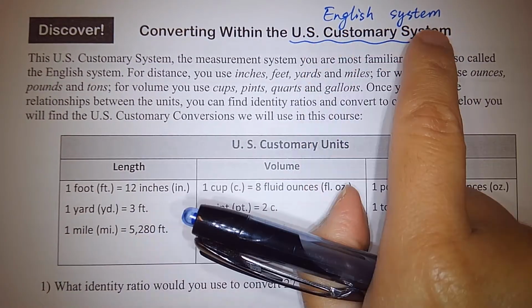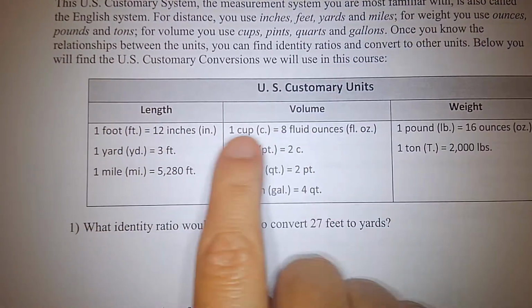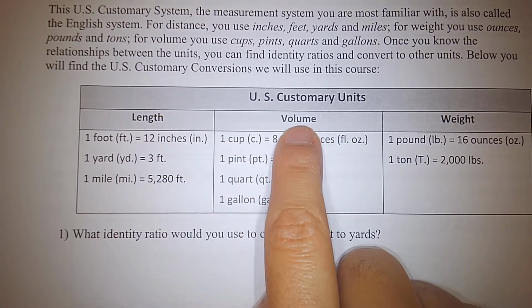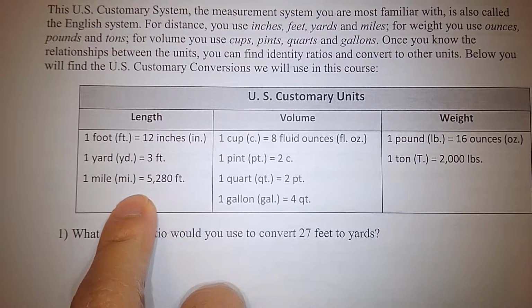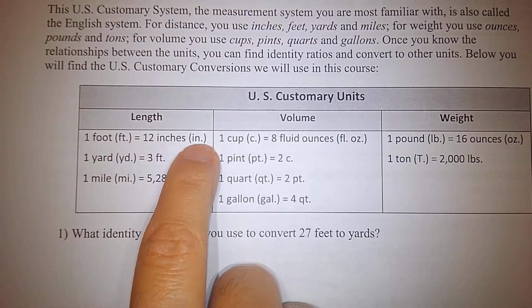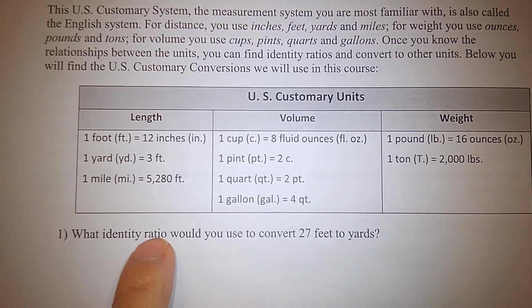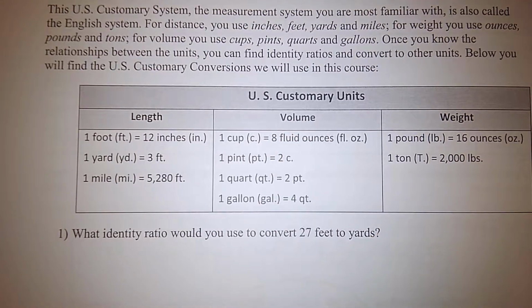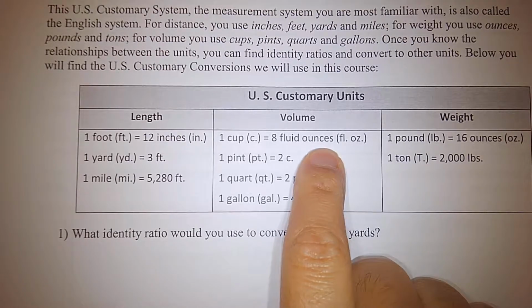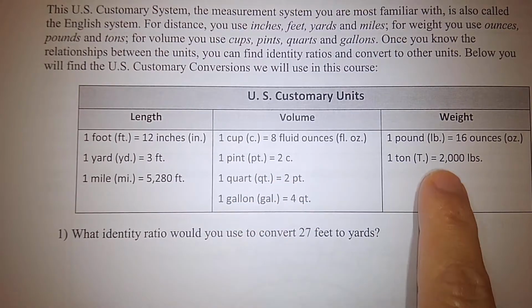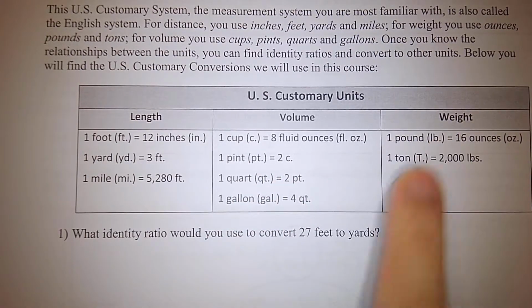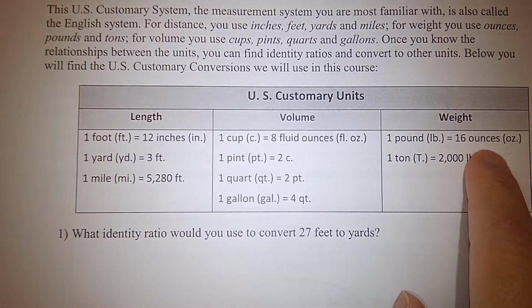In the English system, or U.S. customary system, when we measure length, volume, and weight, we're using these units. What are the units? Foot, inch, yard, mile, right? And then for measuring volumes, we use what? 1 cup, okay? 1 cup of powder or something like that. We use ounces, and then pint, quart, gallon. And when we measure weight, we use pounds and ounces, right?